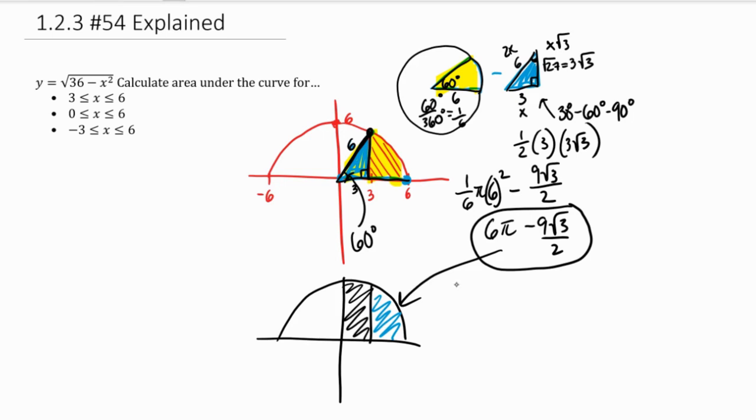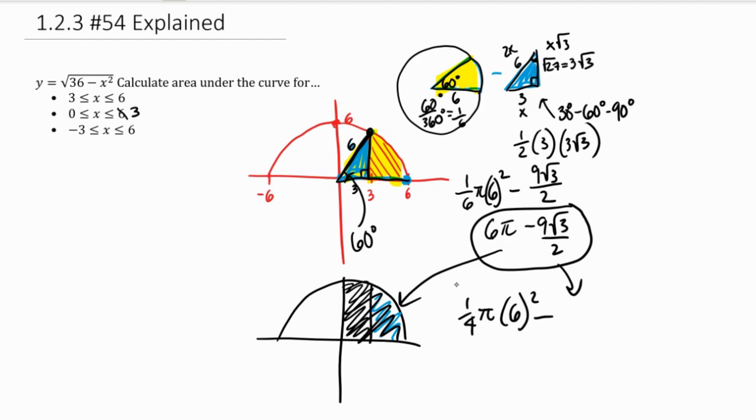So for part B, that would be a quarter of a circle. So 1/4 pi r squared, because that's what this entire thing is. And then subtract the area that I already found. That would give me the area from 0 to 3. I believe I typed this wrong.